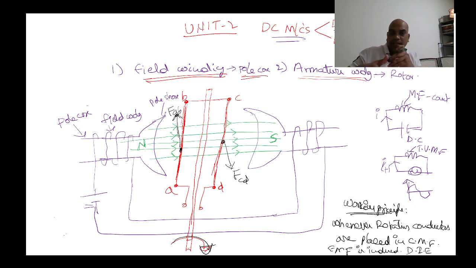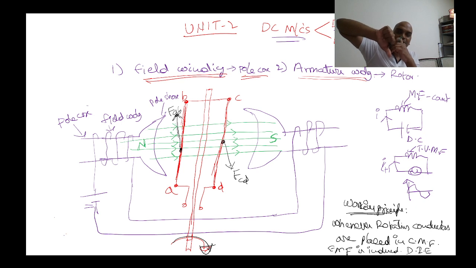But coming to this conductor, what is the direction of the motion of the conductor? Downward. Like this we will apply. Why? Because this force is in the upward direction, so we will represent force like this. Here this force is in the downward direction, so here we can apply it like this.